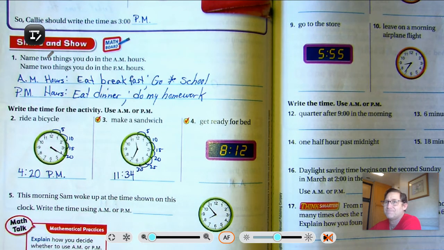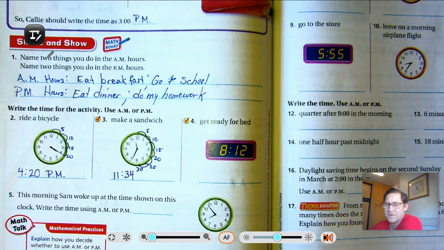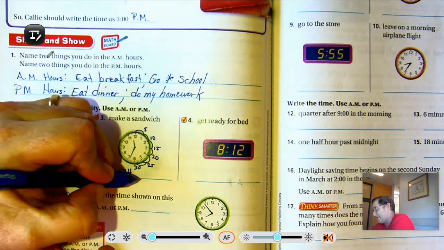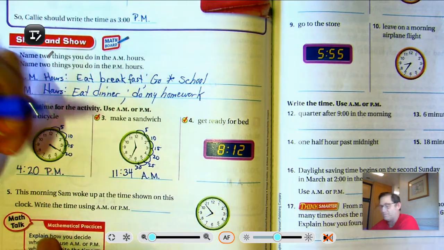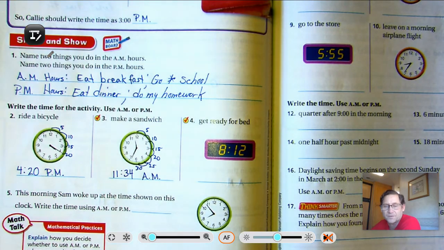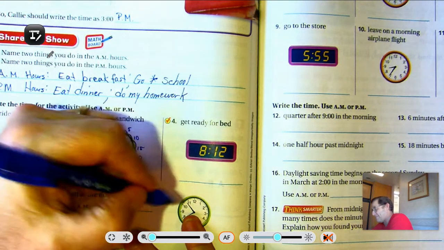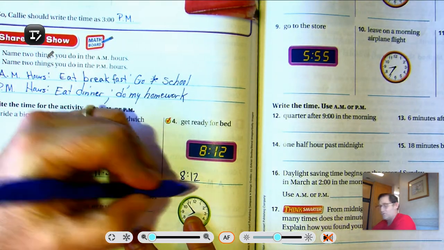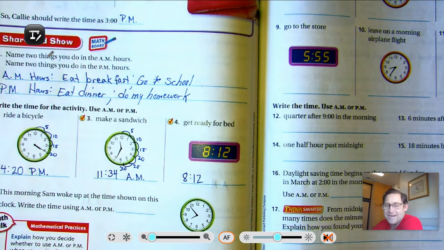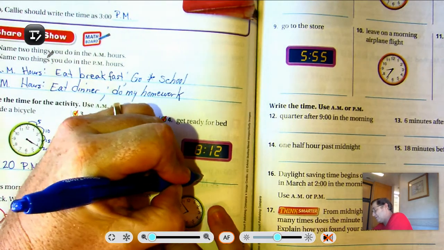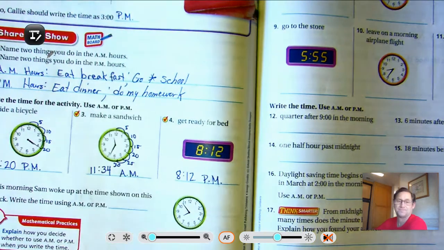Now, when do most people make a sandwich? Could you make a sandwich just before midnight? Yeah, you could. But when do most people make a sandwich? Most people would make it at 11:34. And we usually eat about 12 noon. Okay, so 11:34 a.m. All right, well, 8:12, and it says get ready for bed. Well, let's say our school starts at 8 o'clock. I hope you're not getting ready to go to sleep at 8:12 in the morning because we're in school. It's the morning hours. So 8:12 p.m.